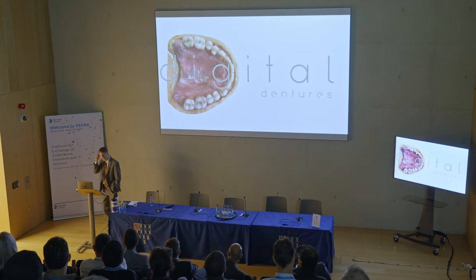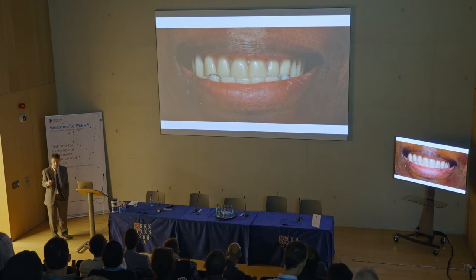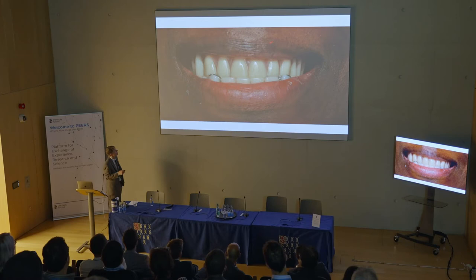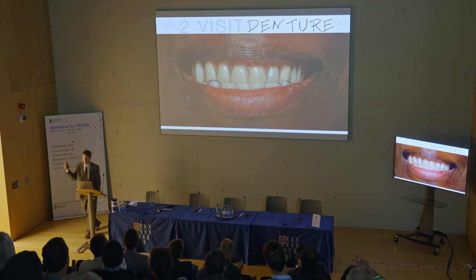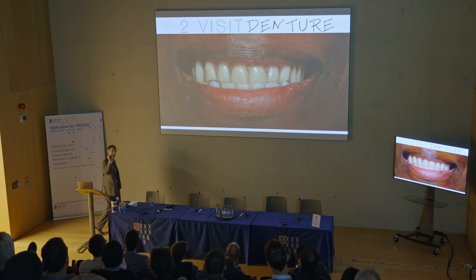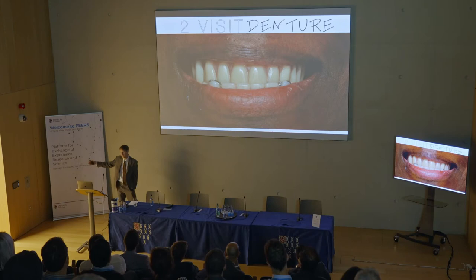I'm going to do it with two patients. This is the first patient, and this is how she's presenting: Class 3, hates her teeth. I'm going to show you how you go from this to your very next visit having your final denture ready to go. So this is a two-visit denture, and we're going to use the same principles that we use in the five steps, but I'll show you how we can speed some of these things along.